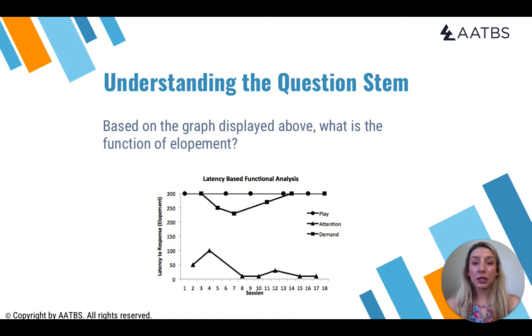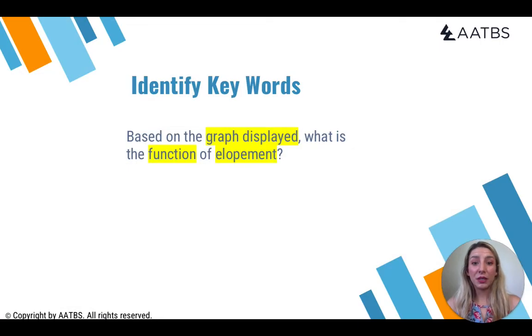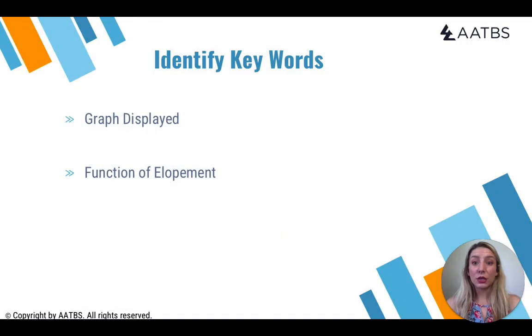What keywords are going to help us analyze this data? What do you think? Ready? Our keywords here are going to be graph displayed and function of elopement. So let's talk about these. Graph displayed gives the reader information about the type of experimental design being utilized, the type of assessment being conducted, and the latency to response for the elopement behavior.